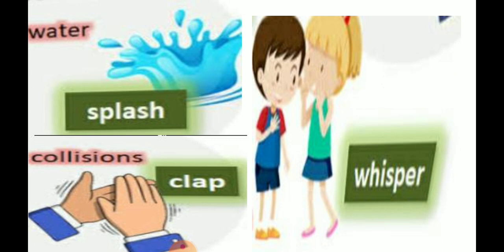She's whispering in his ears. So this is onomatopoeia because it's a sound. He's clapping loudly. The clapping word is there. I hope the figures of speech are clear to you. We shall see the other ones in the next video.